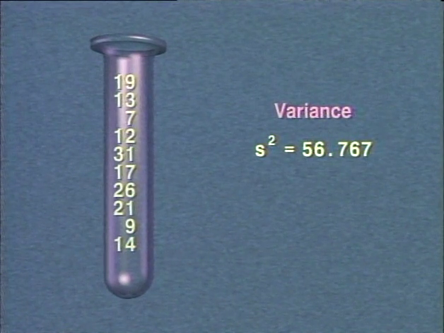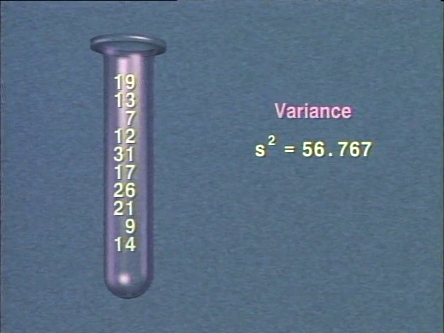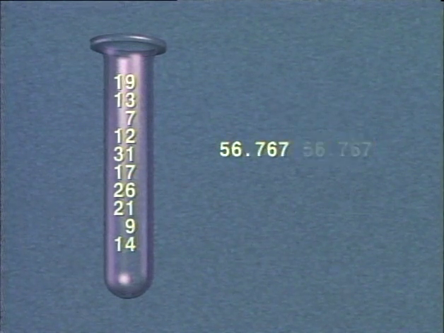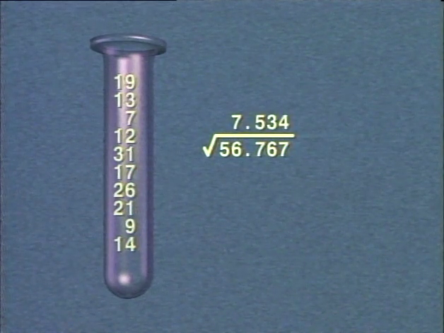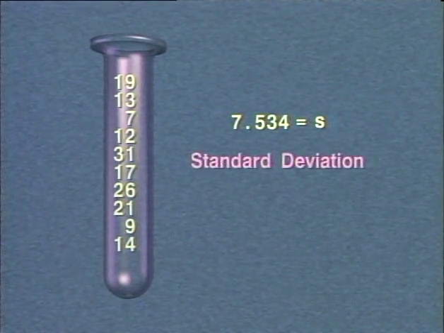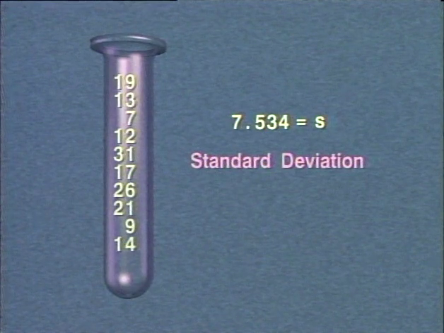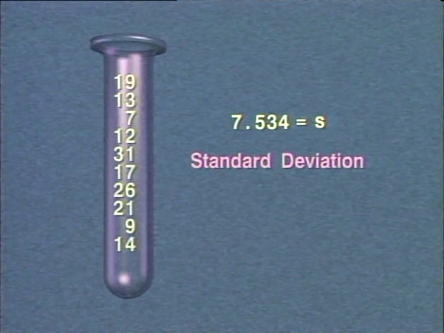There's one problem with using the variance as a measure of spread. Since we squared all the deviations to get it, the variance is measured in units that are squares of the original units. That's confusing. So we just take the square root of the variance to bring us back to the original units. The square root of the variance is called the standard deviation. It's the measure of spread that usually accompanies the mean in describing data. The standard deviation is denoted as s, and in this case it's about 7.5.